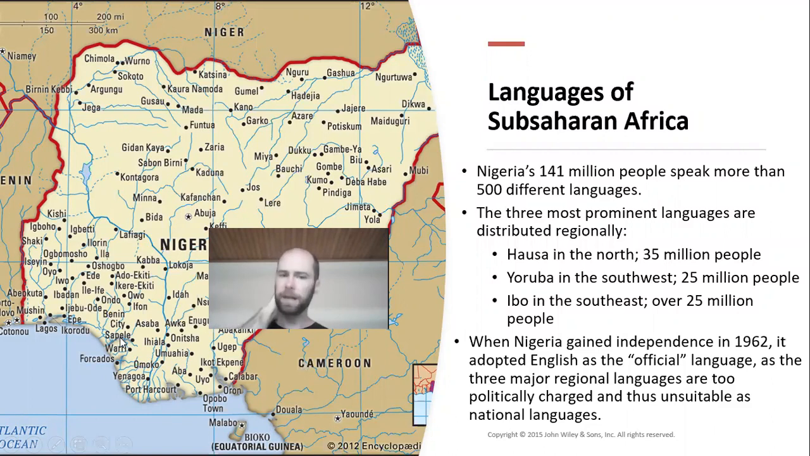And these languages are tied up with culture and with tribalism and with historic warfare. So when Nigeria gained independence in 1962, it adopted English as the official language because the three major regional languages are too politically charged, and so they're unsuitable for a national language. If one was picked over another, it would probably end up with civil war.